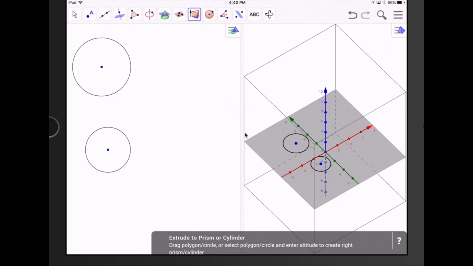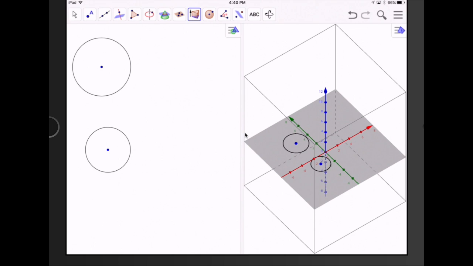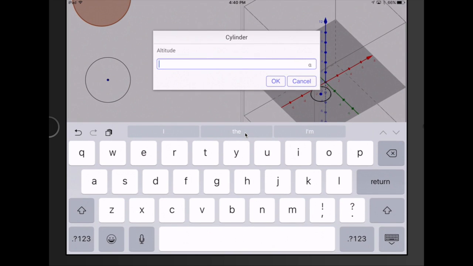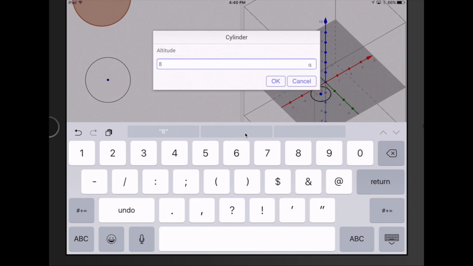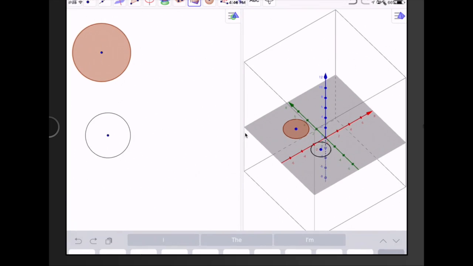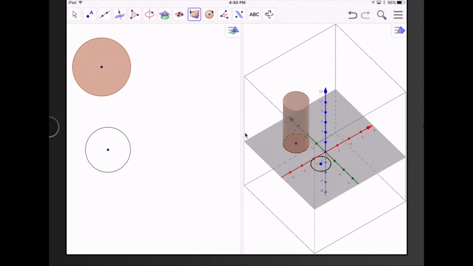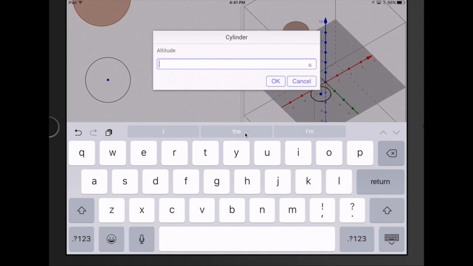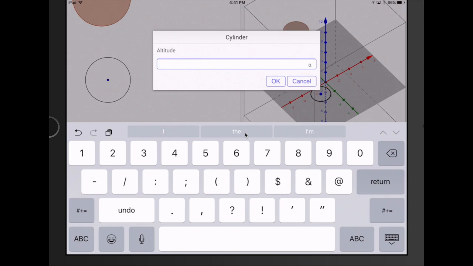All right, my instructions are to pick a polygon and then pick the altitude. So if I pick the larger polygon, it's asking me for the altitude. Well, if the circumference was 11, that means the altitude is 8.5. Okay, and now I'm going to repeat that with the other one, and this has a circumference of 8.5, so the altitude would be the 11.